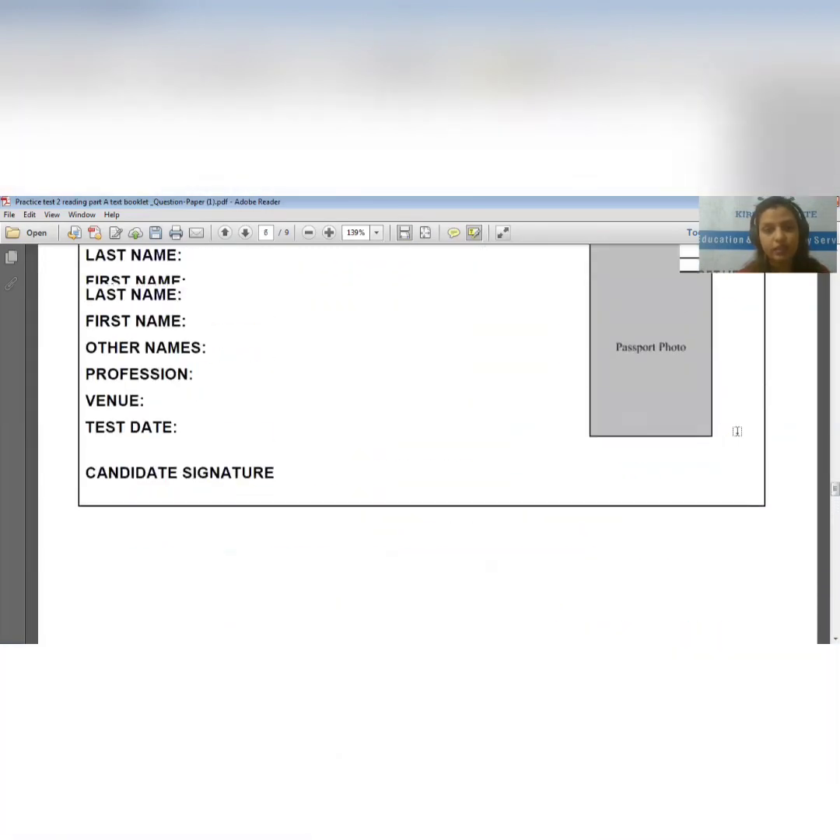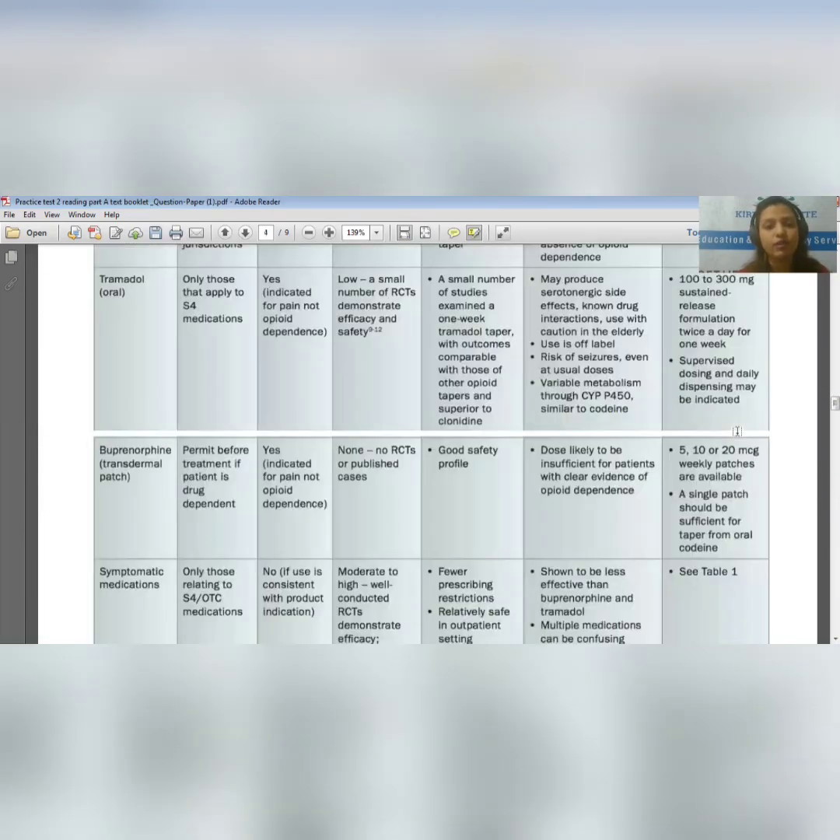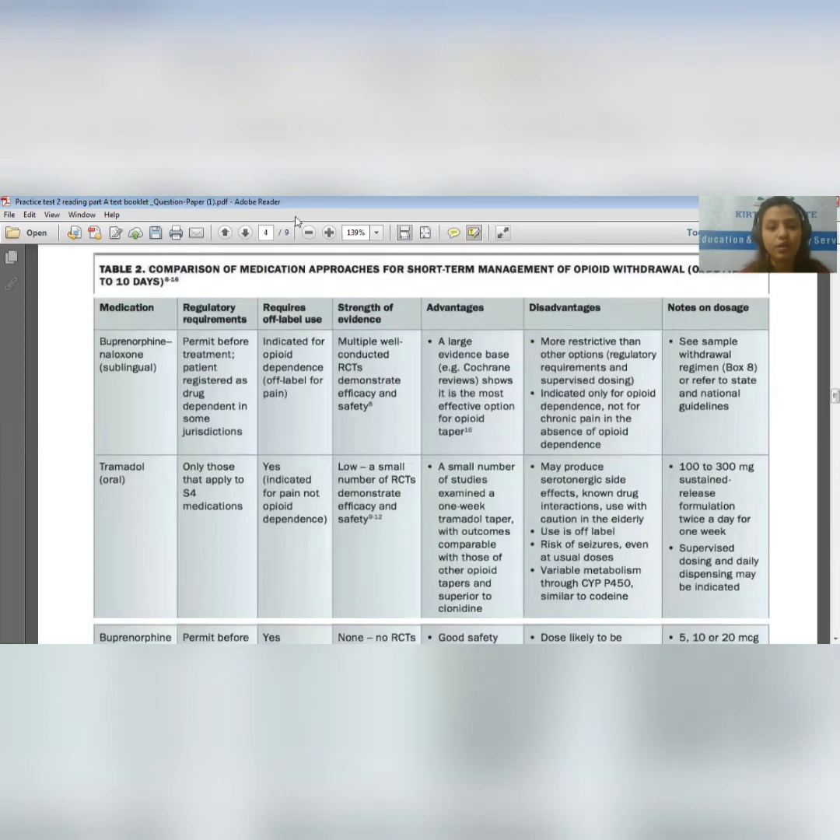Text C. We will search for buprenorphine. Here it is, buprenorphine naloxone, you can see. And here the headings are regulatory requirements and off-label use. So this is about the off-label use, and this is about the regulatory requirements. Buprenorphine naloxone requires a dash before treatment. So here you can simply find permit before treatment. So my answer would be permit. Are you getting it? Yes, sure.